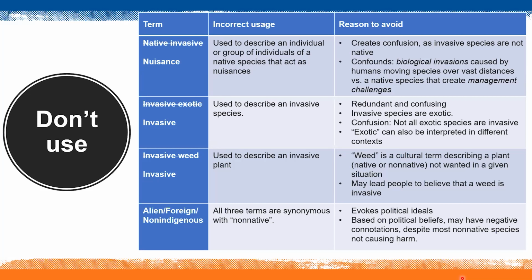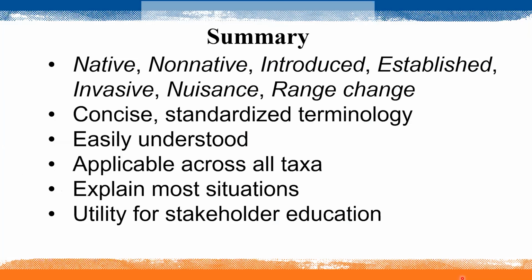So in order to avoid that potential misconnotation, we argue to just use the word non-native. It seems to be accepted or interpreted a little more easily. Okay, so in summary, these are the terms that we came up with: seven terms that we feel we can really utilize to educate stakeholders about invasive species: non-native, native, introduced, established, invasive, nuisance, and range change.